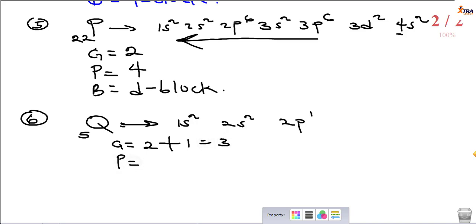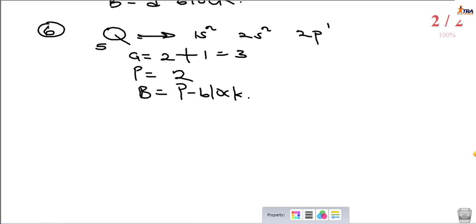What is the period of these elements? It's period 2, because 2 is the maximum number there. And what is the block of these elements? It is a p block element. That is quite direct. Okay, let me add one more, in case you didn't understand what we did in number 5. We can take it again.